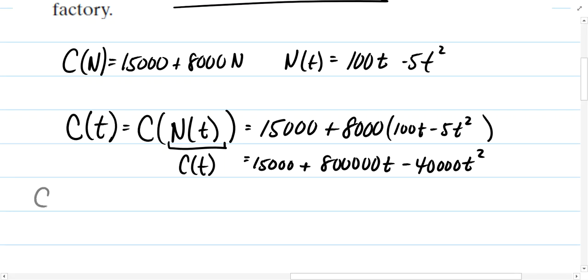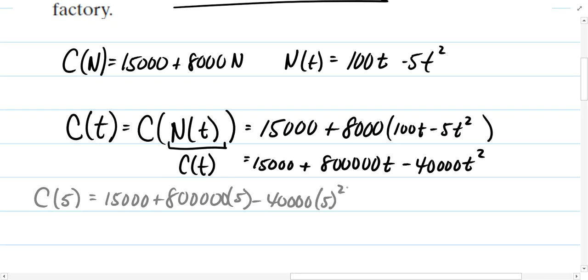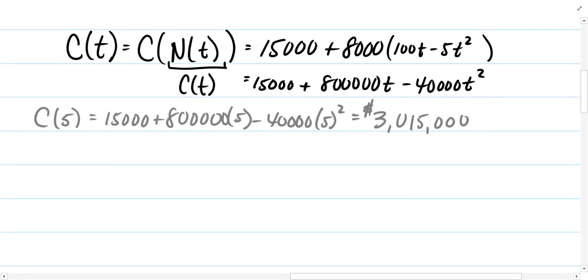So back to my question from a moment ago, if this company is considering operating the factory for an additional 5 hours this week, well, we can evaluate the cost of 5 at 15,000 plus 800,000 times 5 minus 40,000 times 5 squared, and we've got a result. Off camera, I calculated that to be $3,015,000.